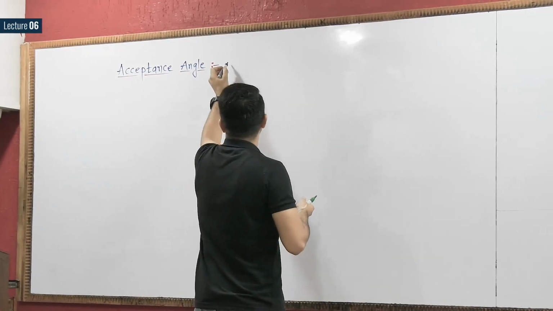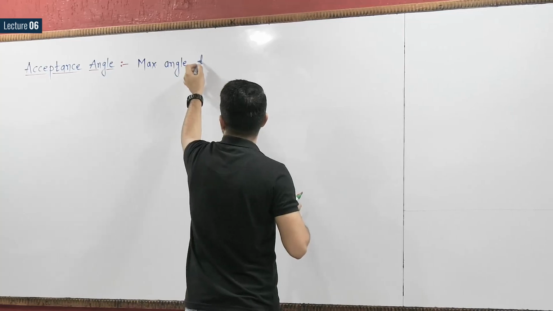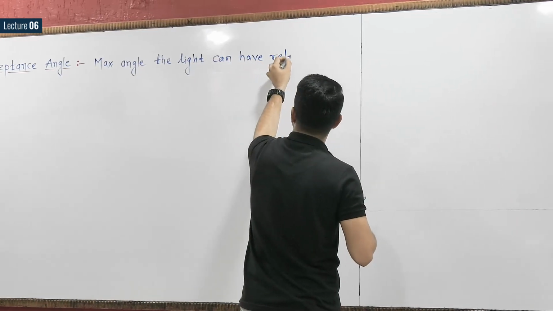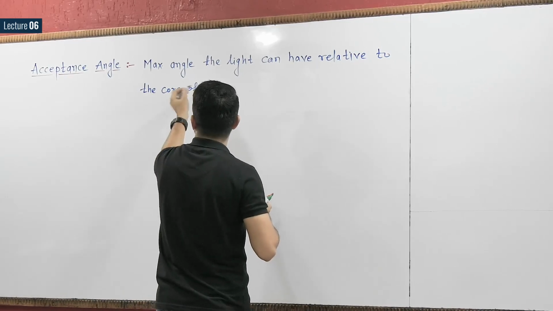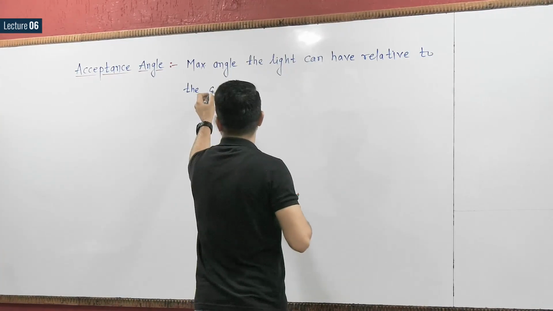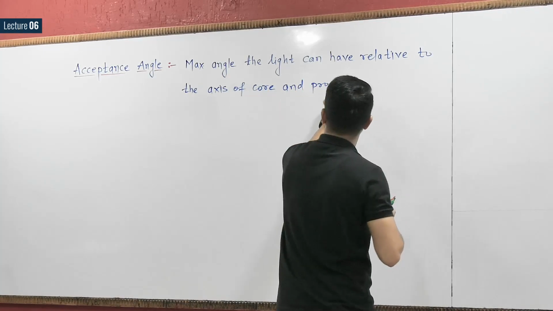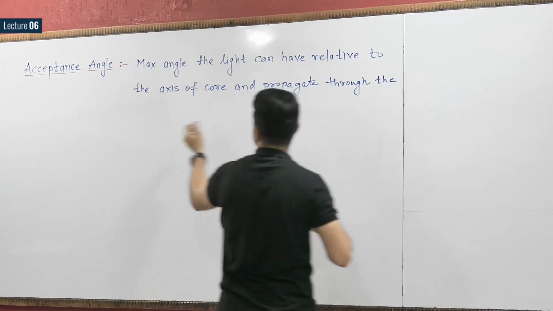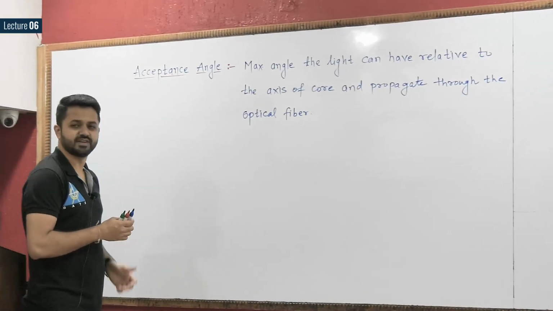So this is nothing but the maximum angle the light can have relative to the axis of the core and propagate through the optical fiber. So this is the definition of the acceptance angle.